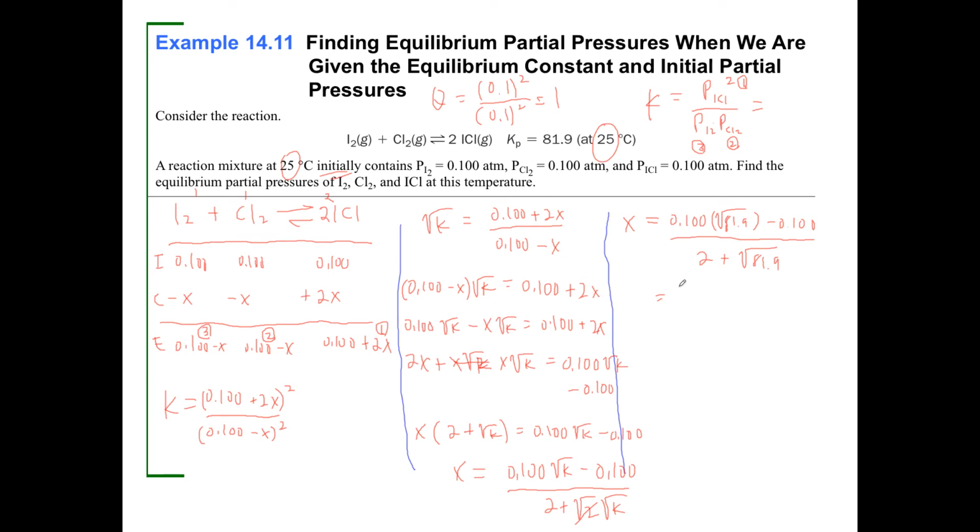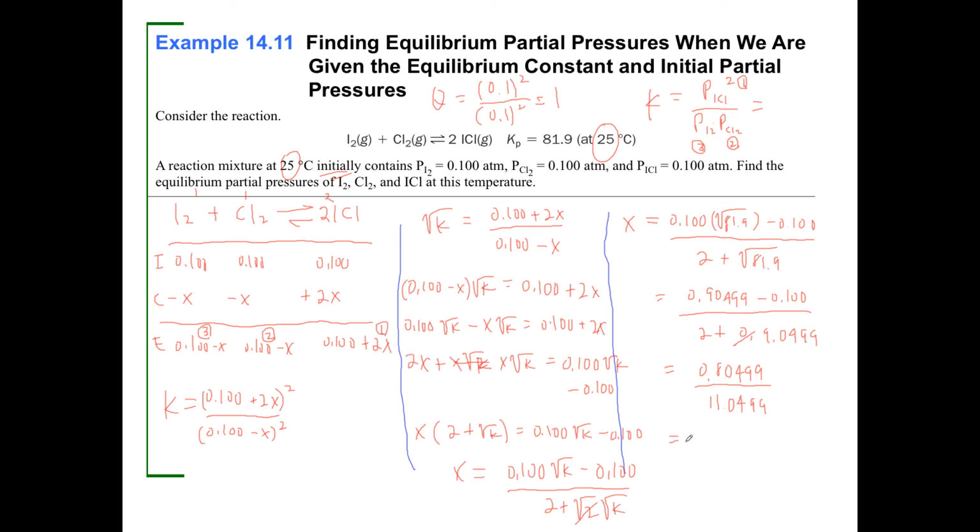And oftentimes I put this all in my calculator all at once. But just a second here. 81.9 square root times 0.1 is going to be 0.90499 minus 0.100, over 2 plus, just a second here, 9.0499, right, is equal to 0.80499 over 11.0499. I think that's right.